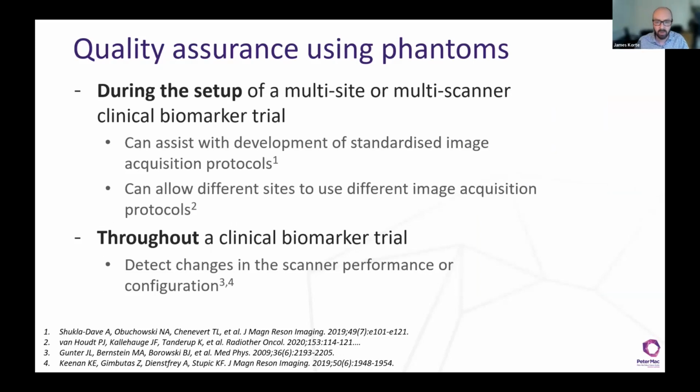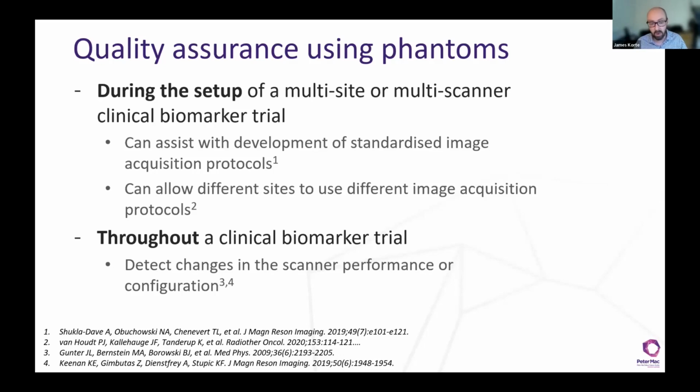So how do we actually use these phantoms for quality assurance? They have, in my mind, two main uses. The first is during the setup of a multi-site or multi-scanner clinical biomarker trial. One thing you can do, as the previous speaker alluded to, is try and use the same imaging protocol across all of your scanners in your trial. But you still might want to test that you are getting the same number. Quite often during setup, it's easy to have one of your parameters entered slightly incorrectly. It's been demonstrated that these phantoms can help with things like that.